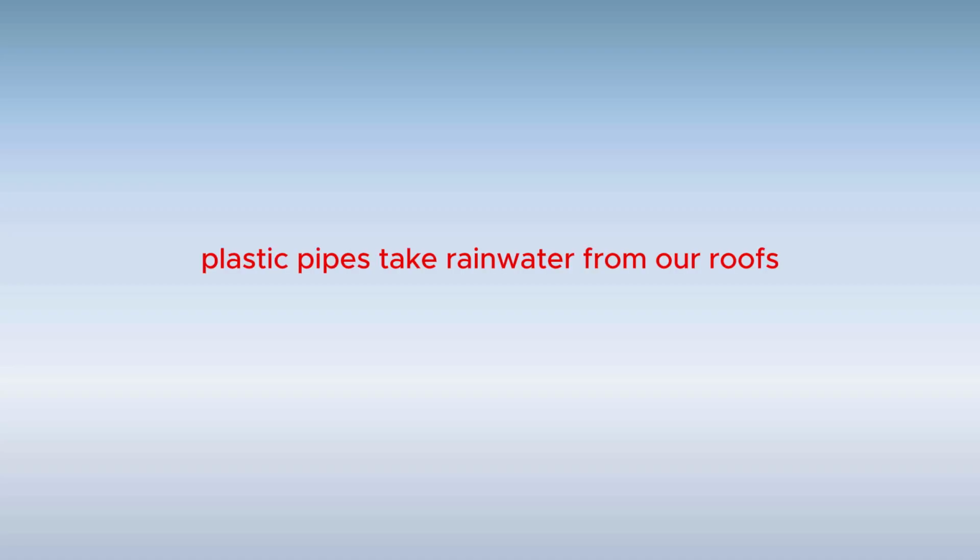Chapter 4. At home. There's lots of plastic at home. We use plastic to make many doors, window frames, and roofs. Plastic is strong, and it stops rain getting into our homes. Plastic pipes take rainwater from our roofs.